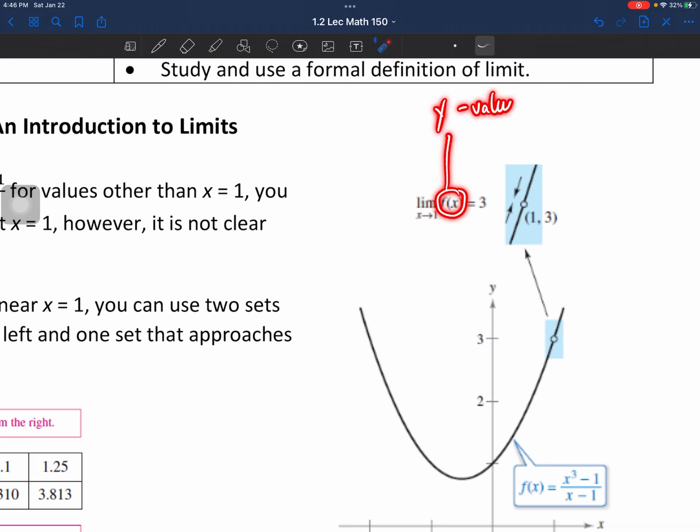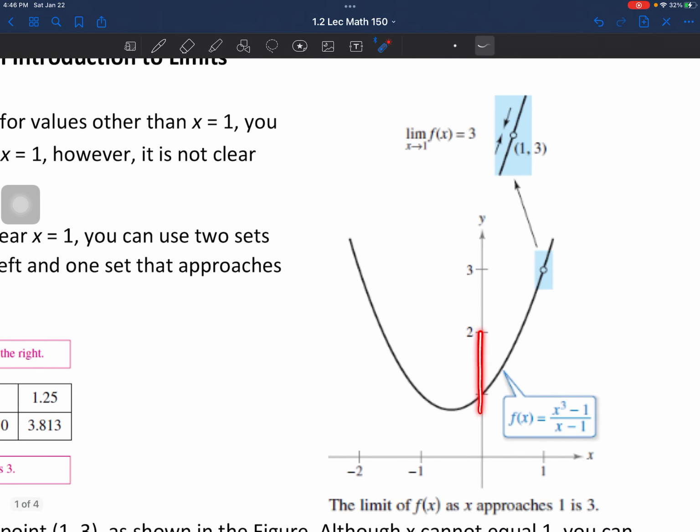Now, how do we measure y values? We measure y values by going up and down. Those are the y values, as we know that the x values go left and right. So if we're trying to figure out what the y value is approaching as x approaches 1, what that means is that we're looking for what value is being approached in the sense of up and down as the x value is approaching 1.